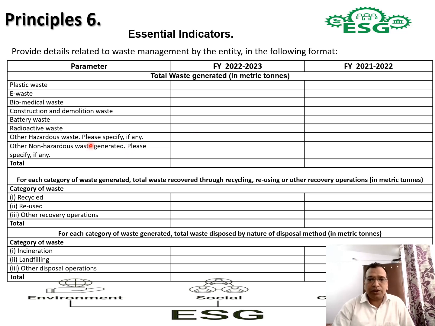Then other waste, please specify if any. Apart from the above waste, if the industry is generating any, particularly if we see the pharma industry, particularly Schedule 28 as per the Hazardous Waste Management and Handling Rules, whatever categories are there under that schedule, we have to report for both the years. Then comes other non-hazardous waste generated, please specify. There are non-hazardous wastes like clean MS drums, clean HDPE drums, glass, and paper waste. That also has to be reported for both the years.